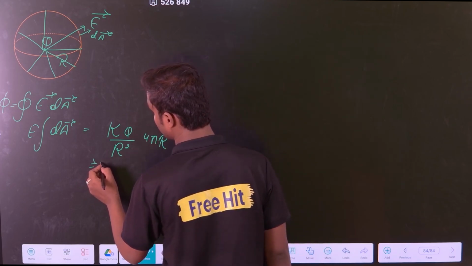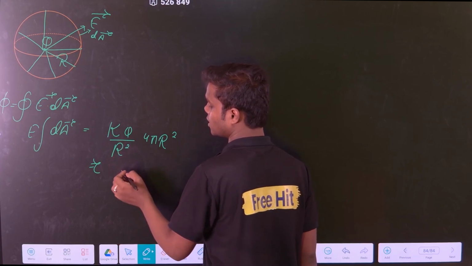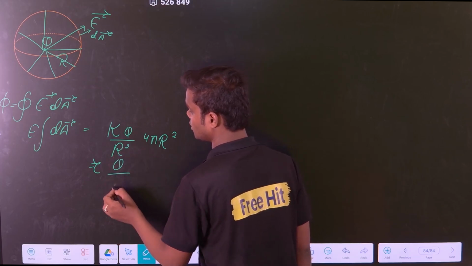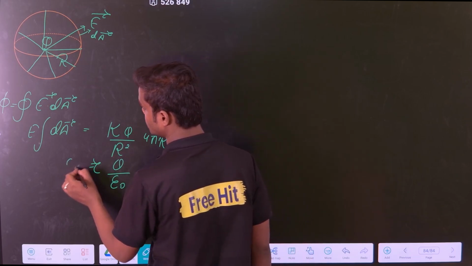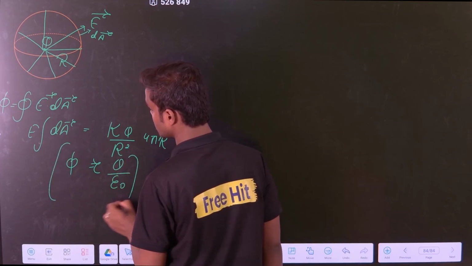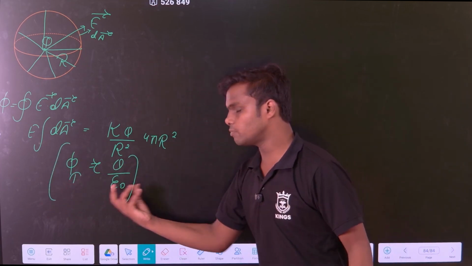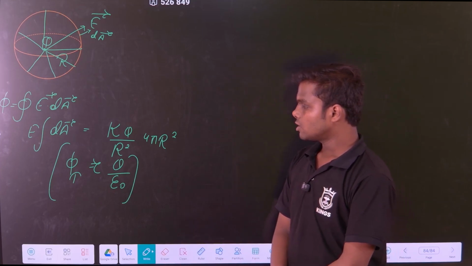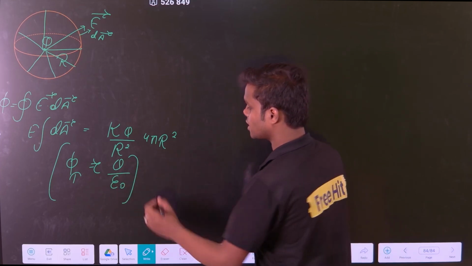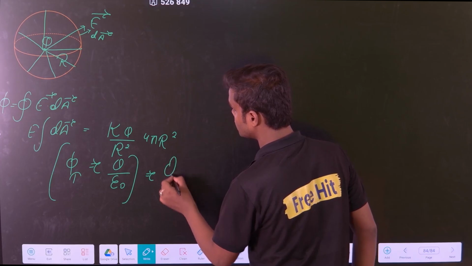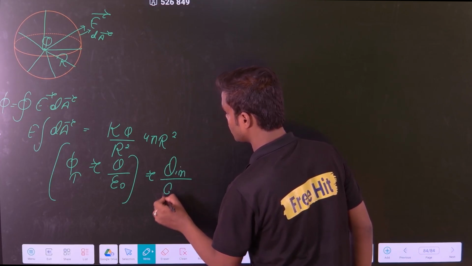Now you put the value of k. What is the value of k? 1 upon 4 pi epsilon naught. So 4 pi will cancel and you will get q by epsilon naught. That is the total flux, phi total. So what is the observation we have drawn? If you see the result properly, the total flux is q inside by epsilon naught, correct?